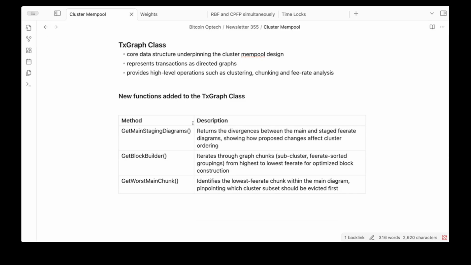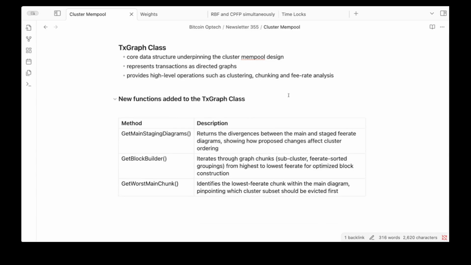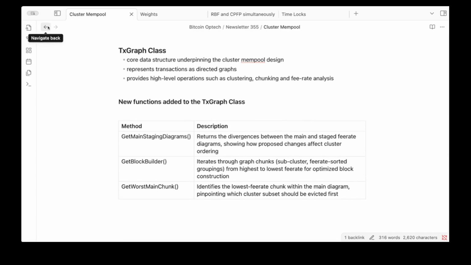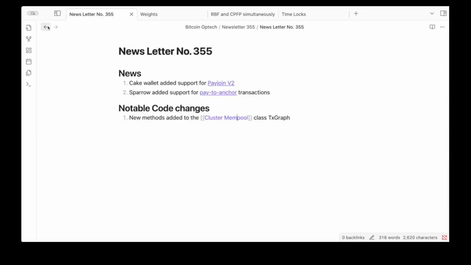It is a work in progress, and hopefully this cluster mempool, when fully implemented and merged, will come in handy when there is a high fee environment and you have a lot of eviction problems. That sort of completes our look into newsletter 355.